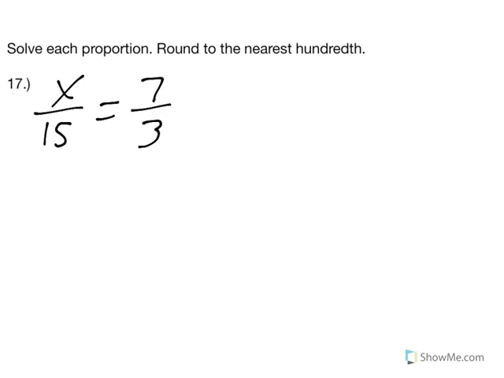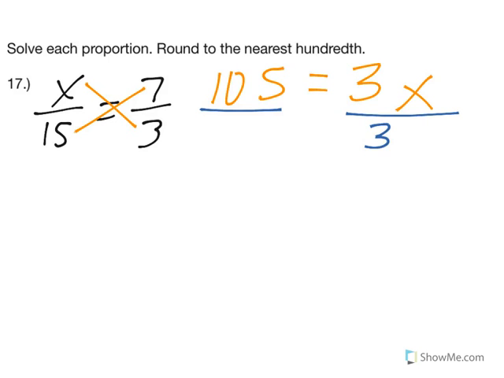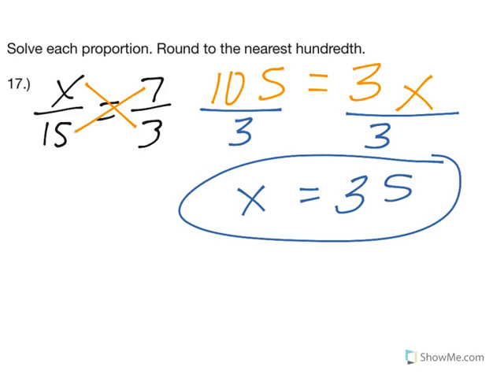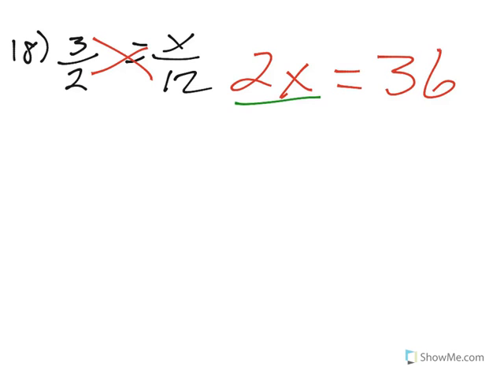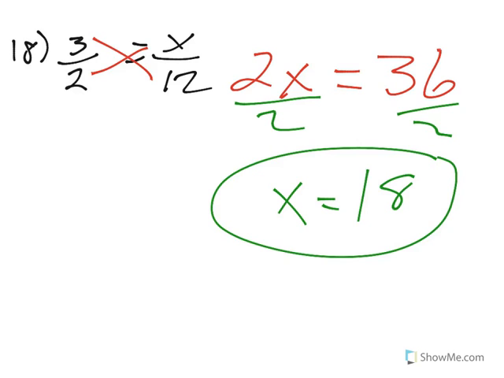Okay, now for a refresher on proportions, remember we cross multiply to get the proportions. So 15 times 7 gives us 105. 3 times x gives us 3x. Divide each side of the equal sign by the number in front of the x, and in this case our answer is 35. 18, cross multiply. 2x equals 36. Divide both sides by 2, x is 18. Not too bad with the smaller numbers if you understand the concept of cross multiplying.